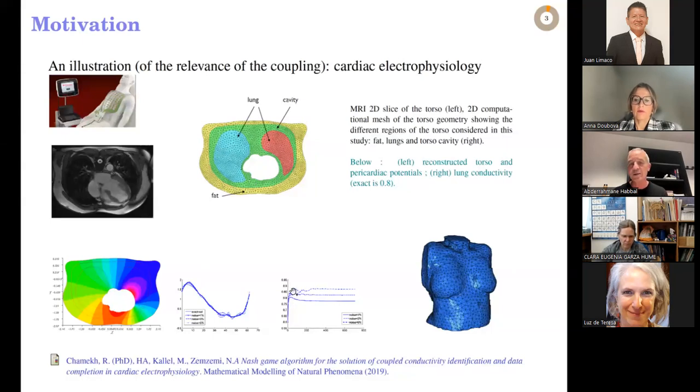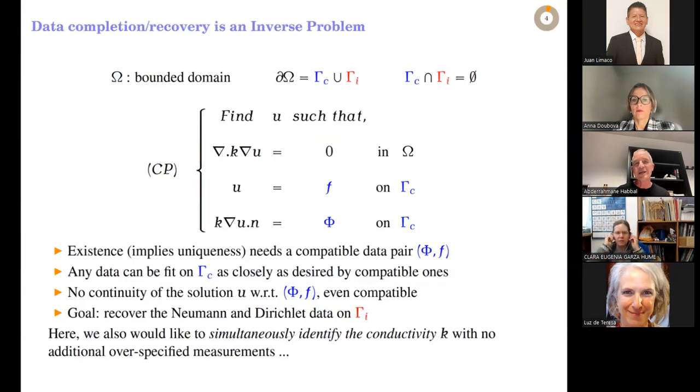And also we are able to recover the electric conductivity of the lungs, which we assumed was unknown, with some stability with respect to noisy data. If we have noisy electric potential or noisy measured current here, we still are able to have some stability of the results. So the remainder of the talk will be devoted to some mathematical settings of these questions and how we tackled them.